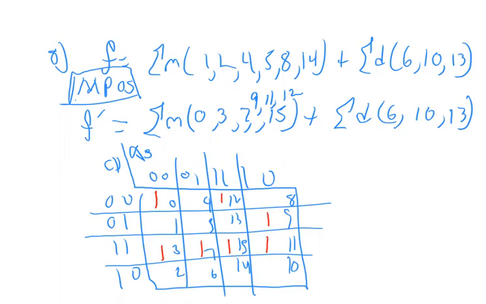And then for my don't cares, I can put in 6, 10, and 13. And then for my zeros, I can fill those in. And so I should have zeros on 1, 2, 4, 5, 8, and 14. That looks right.